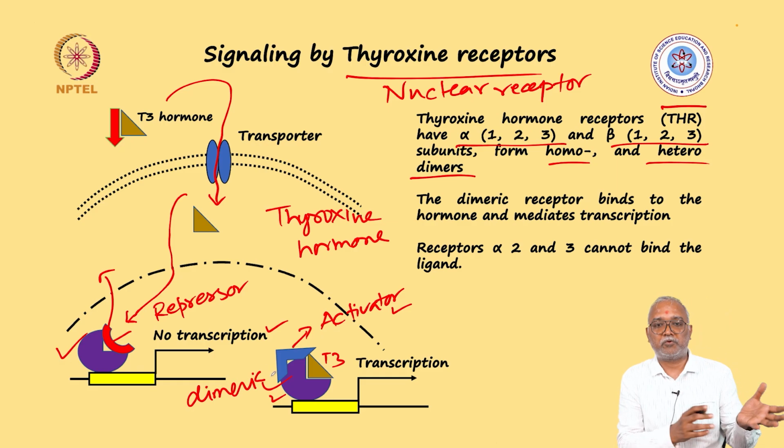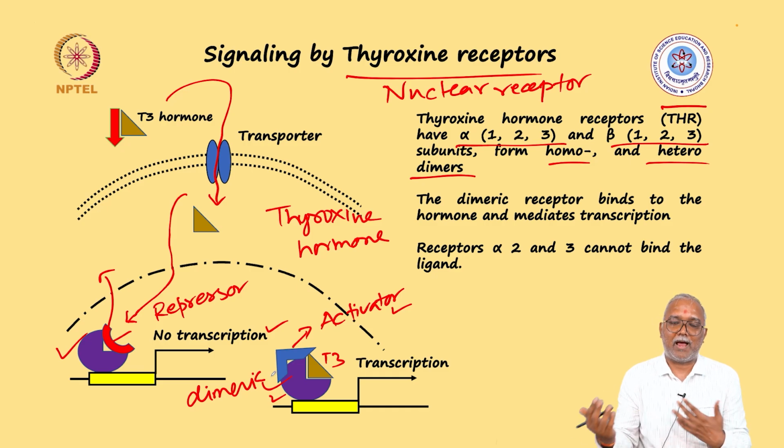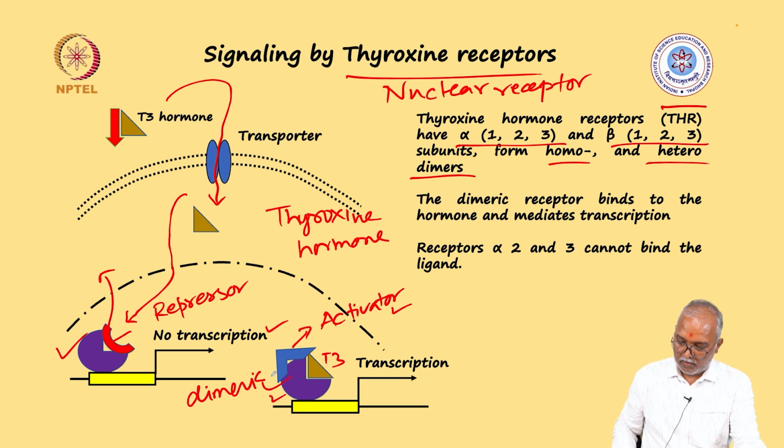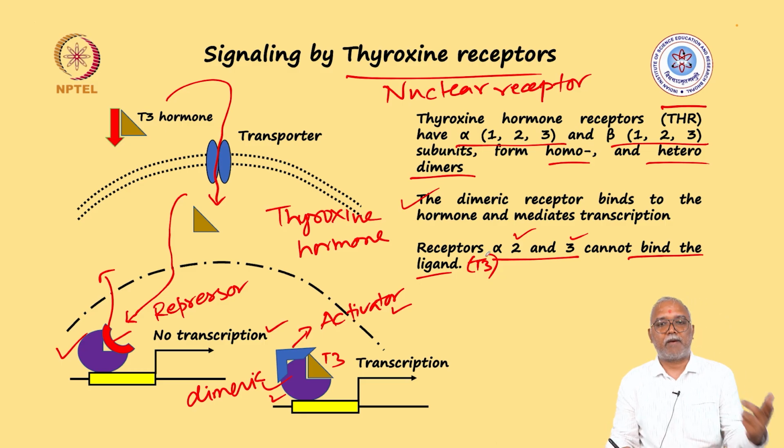This seems to be a common theme among different receptors which we have studied, that receptor dimerization is minimum happening to ensure that activation of this receptor goes on. Now, what will happen to these receptors? As I said, they are dimeric, they bind and activate transcription, and particularly the receptor in alpha family, receptor 2 and receptor 3, although they can dimerize, they cannot bind the ligand, which is T3 here. So in some sense, if they cannot bind to T3, they cannot activate the transcription.